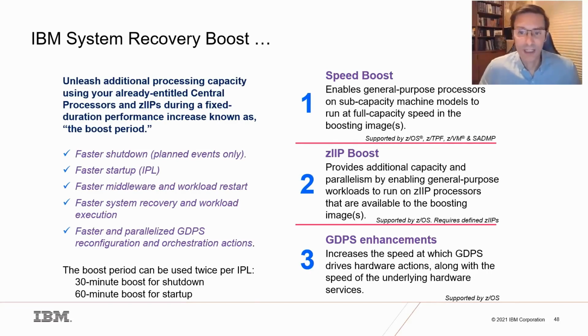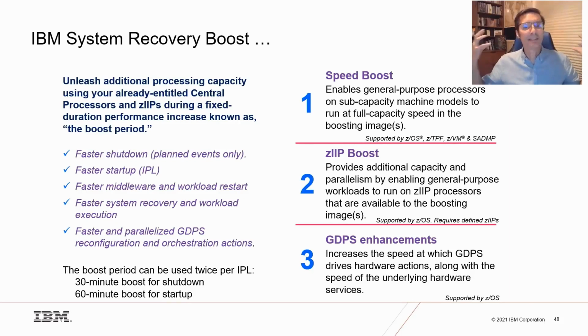So this is going to give you significantly more MIPS to be able to run your workload much faster. In addition, we're going to give you the ability to throw extra engines at your particular work to be able to start your work faster. So increased parallelism can be achieved by using something called zip boost.